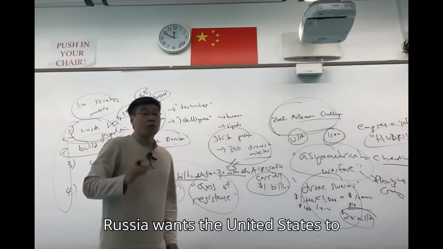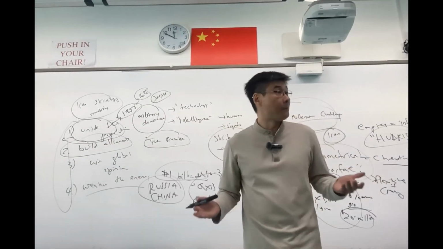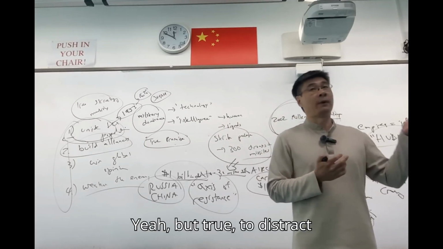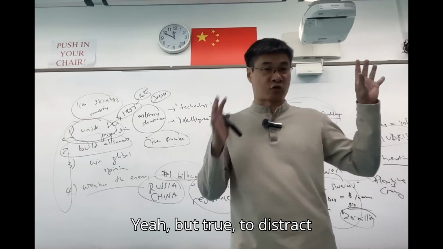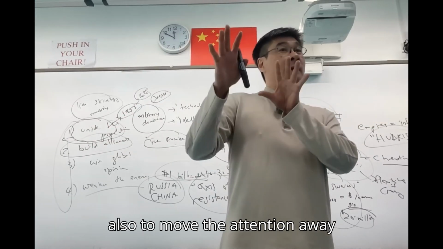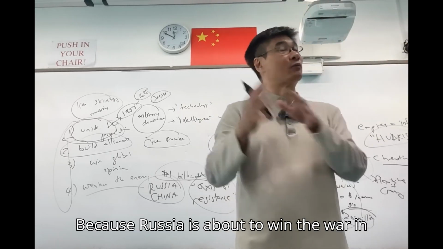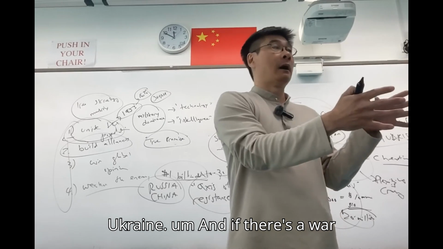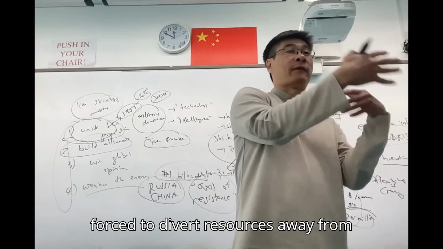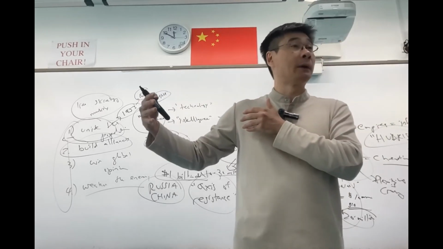Russia wants the United States to fight Iran. Why? To distract and weaken the United States, and also to move the attention away from Ukraine. Does that make sense? Because Russia is about to win the war in Ukraine, and if there's a war in Iran, then the United States will be forced to divert resources away from Ukraine into Iran.